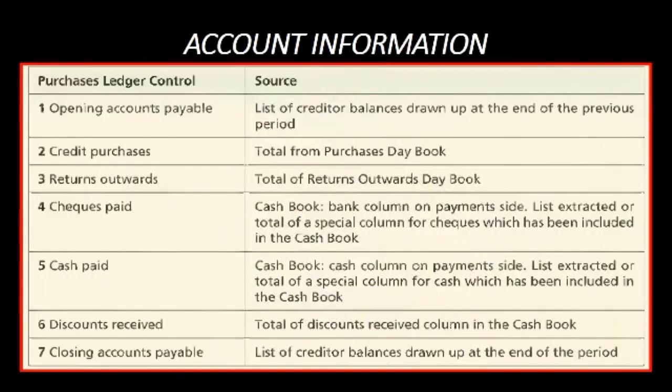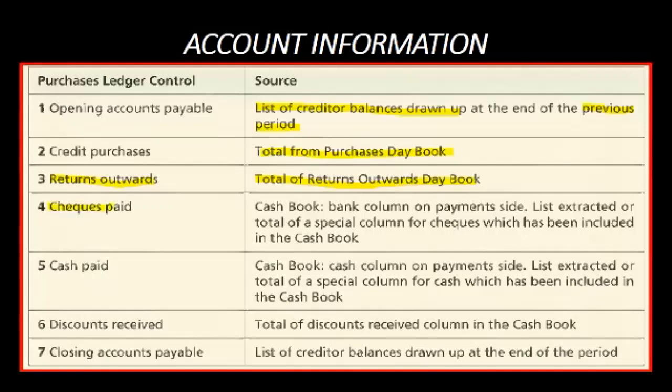All right, now where do we get the sources of information for the purchases ledger control? The opening accounts payable comes from the creditor balances from the period before, right? The previous period. The credit purchases, the total from the purchases day book or the purchases journal. We just saw that. Return outwards, the total from the return outwards day book or the return outwards journal.